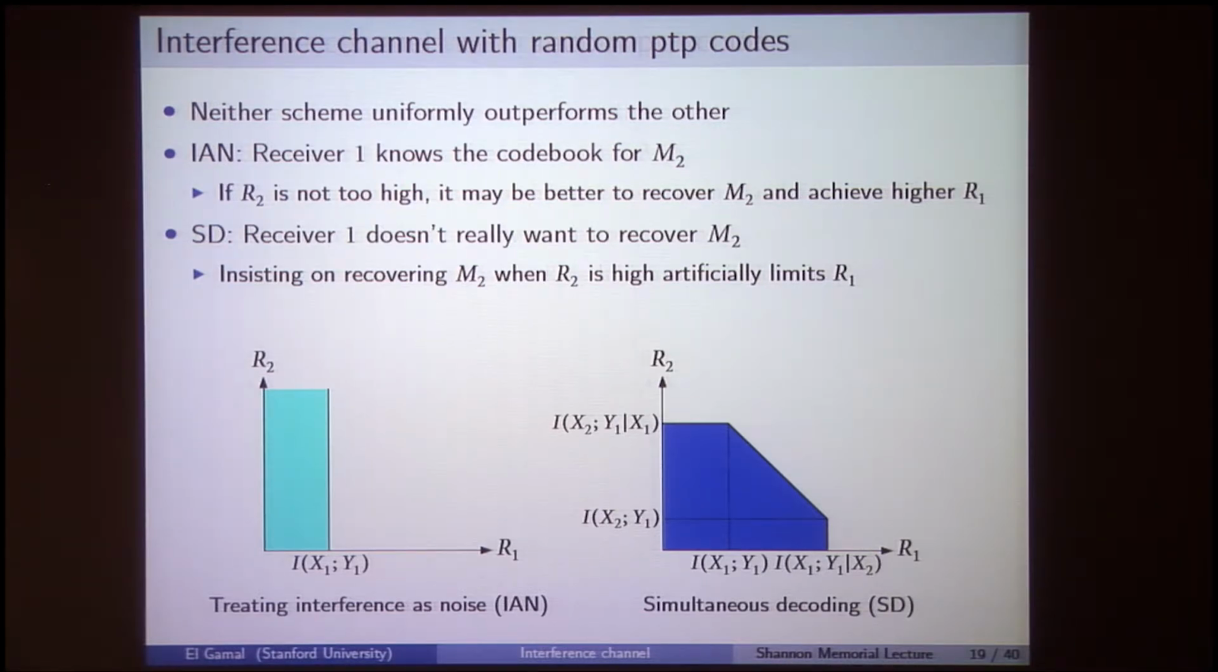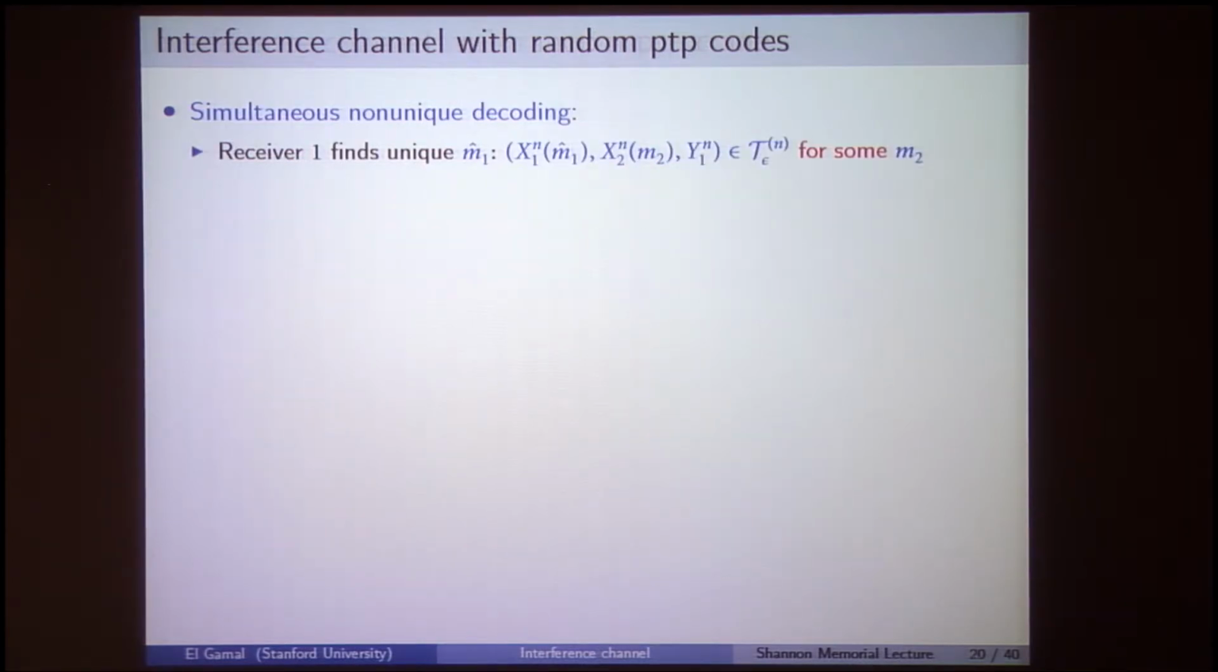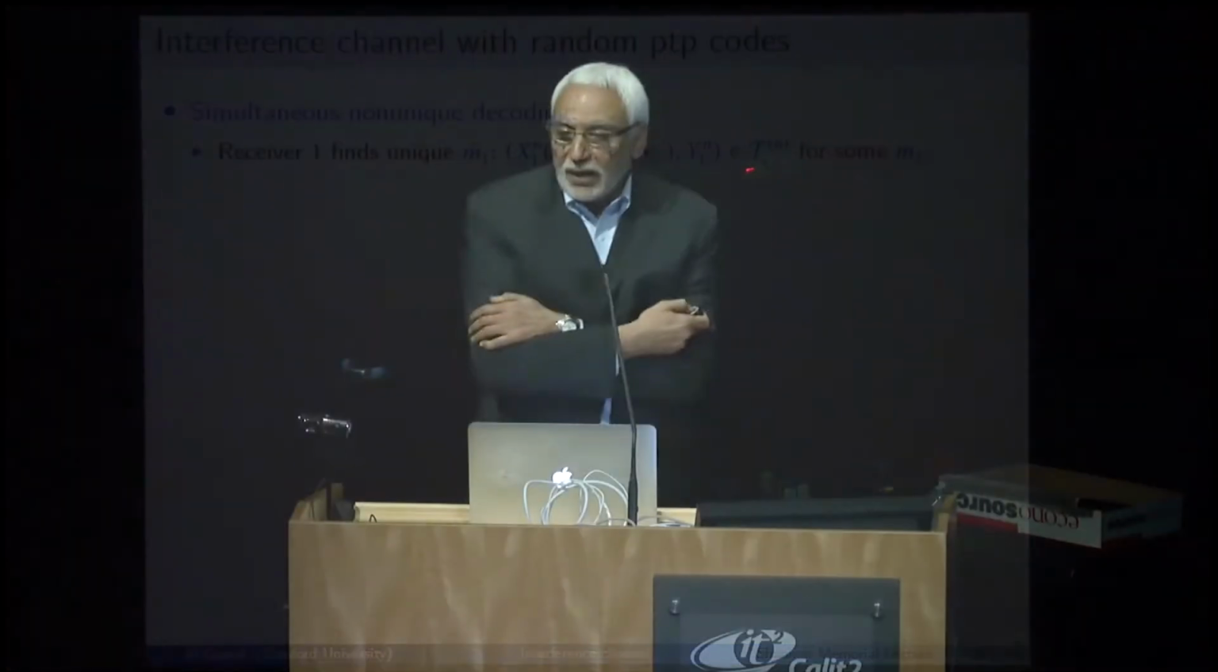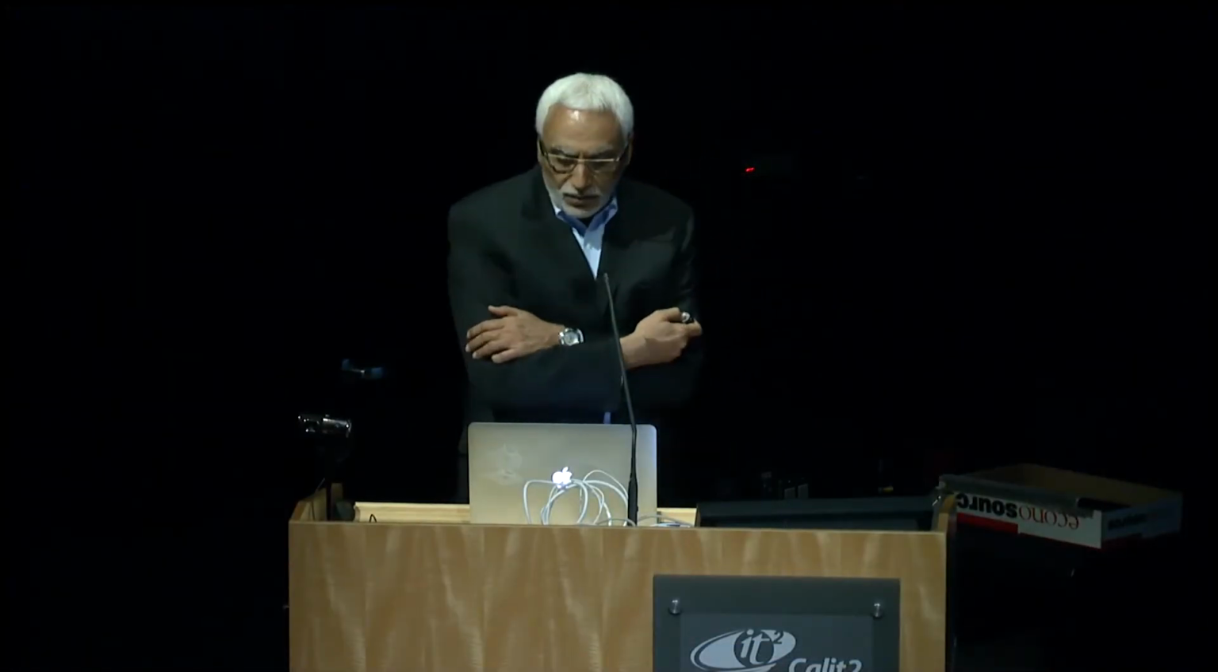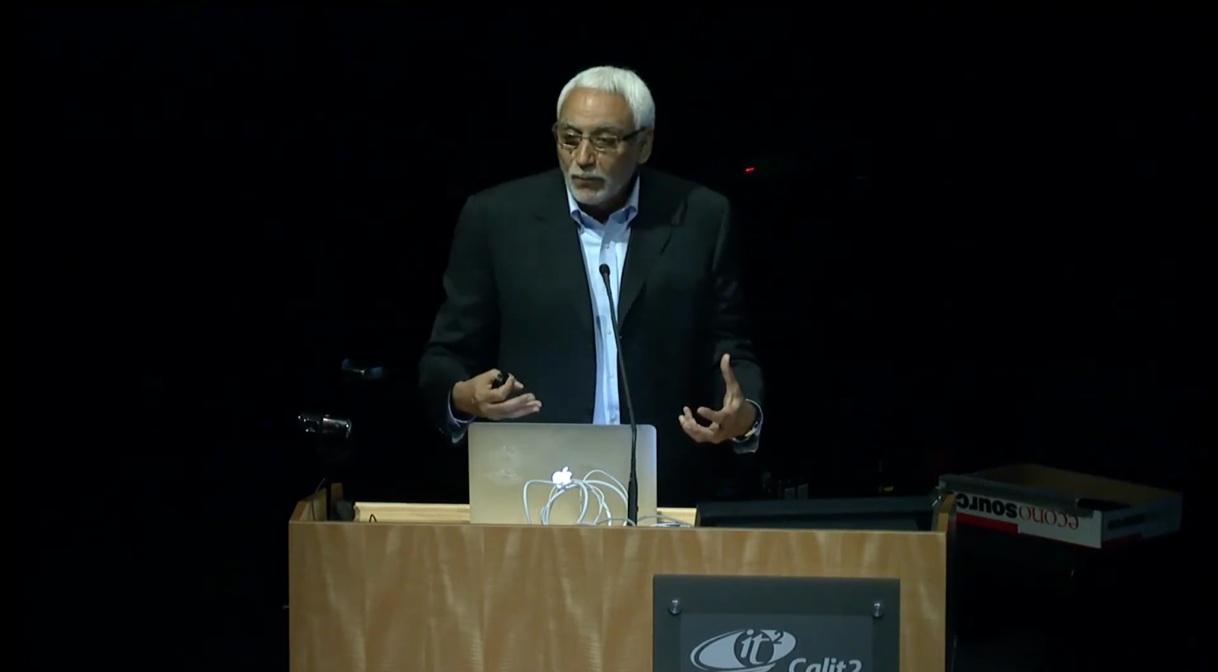Okay, but we can get the best of both worlds using a scheme which combines these two schemes in some form, which we call simultaneous non-unique decoding. The idea here is this. Receiver 1 finds a unique message M1 hat such that X1(M1 hat), X2(M2), and Y1 are jointly typical for some M2. As long as there is some M2, I'm OK. It could be multiple, I don't care. So I'm doing simultaneous decoding, but I am not penalizing you for not decoding M2 correctly. I'm saying that's fine.